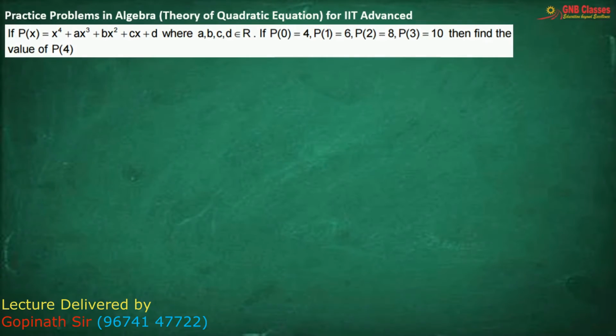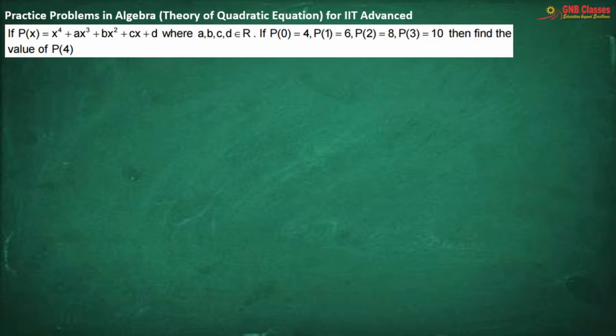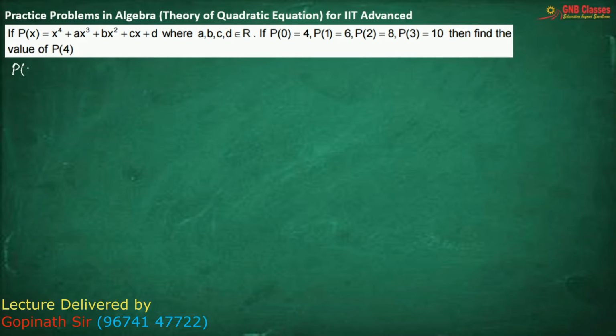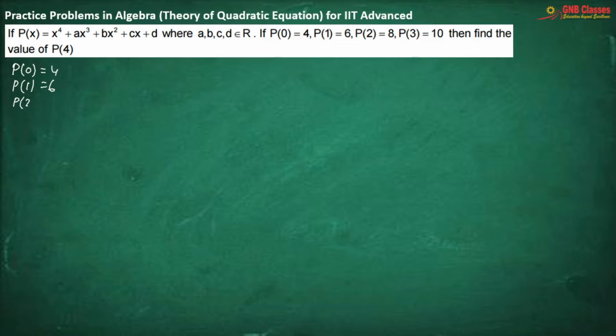Now in this problem they have given us that P(x) is x to the power 4 plus a x cube plus b x square plus c x plus d, where a, b, c, d all belong to real values, and they have given us some values such as P(0) is 4, P(1) is 6, P(2) is 8, P(3) is 10, and they have asked to find out the value of P(4).